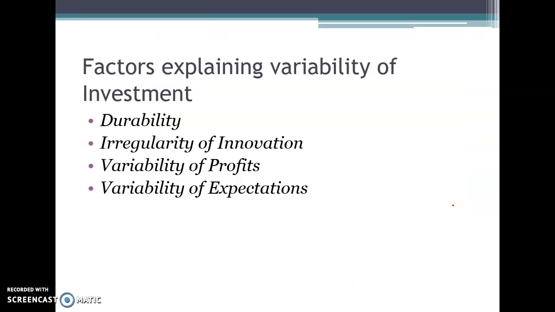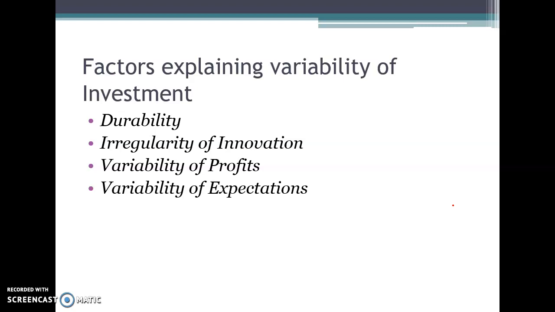This is the data of Pakistan. Why is investment so volatile, and what are the reasons that the behavior of investment is variable? It depends upon durability. Number one is durability. Durability represents the time period of the life of any capital stock which you have. The more durable capital you have, the less investment you are going to make in the future, and the less durable capital you have, the more investment you have to make in the future.